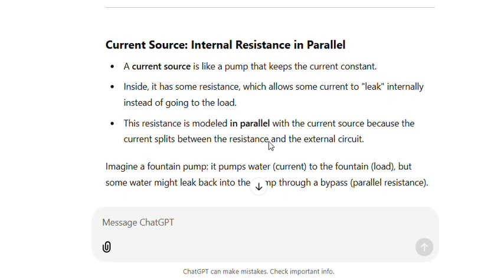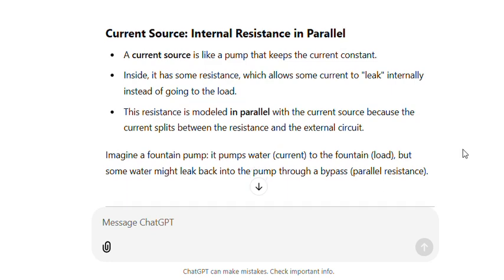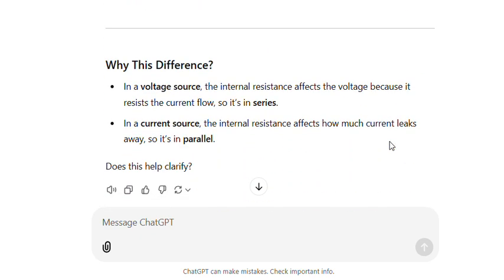This resistance is modeled in parallel with the current source because the current splits between the resistance and the external circuit. Imagine a fountain pump. It pumps water to the fountain load, but some water might leak back into the pump through a bypass, a parallel resistance. Okay, so why this difference?